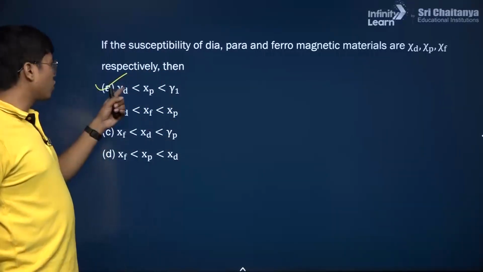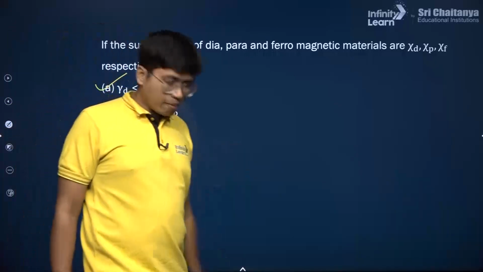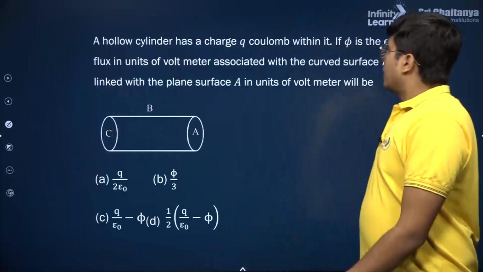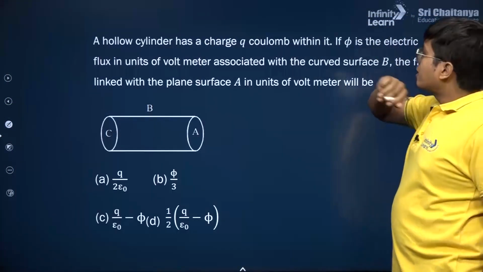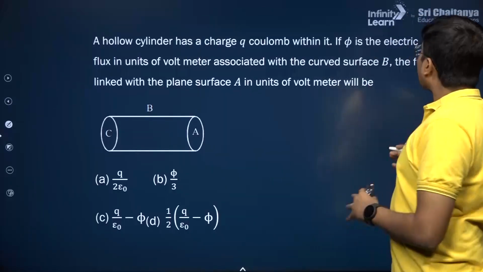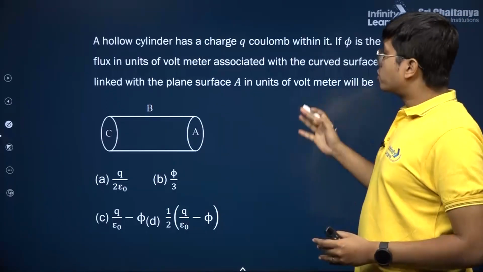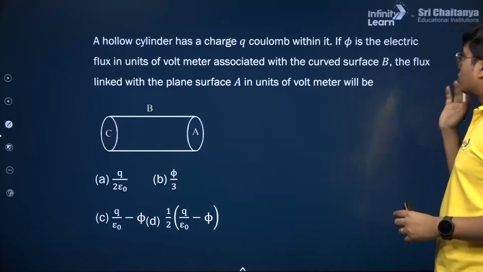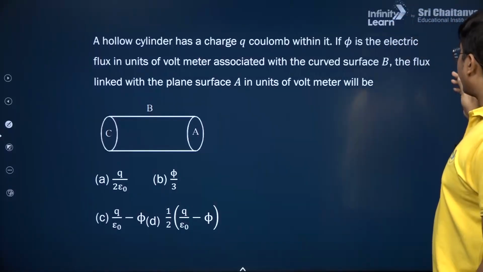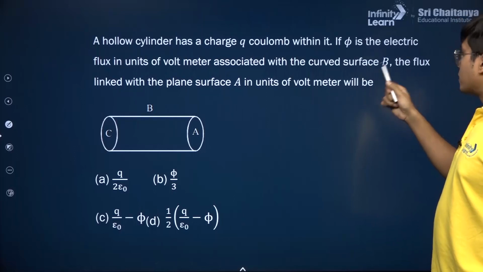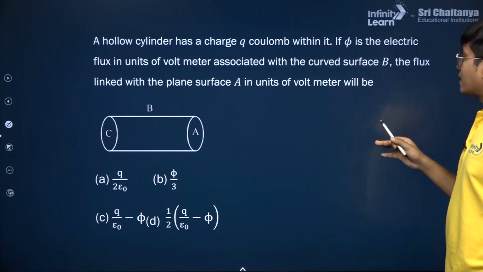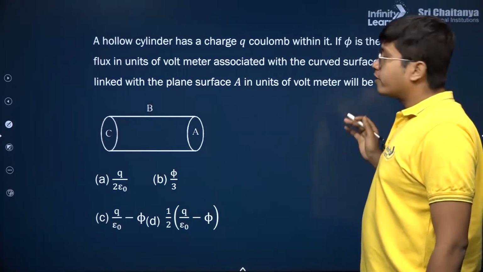This is our first option. All of these are chi, by the way. Gammas have come as a misprint. Next question, a hollow cylinder has a charge q coulomb within it. If phi is the electric flux in units of volt meter associated with the curved surface B, the flux linked with the plane surface A in units of volt meter will be.